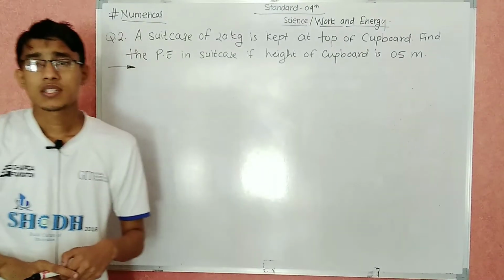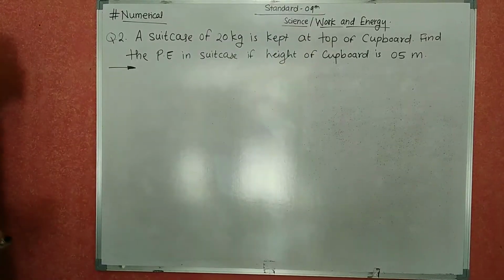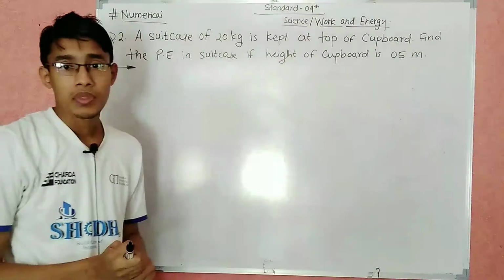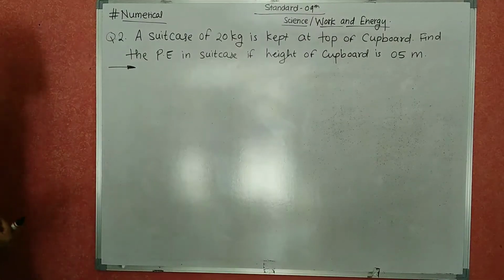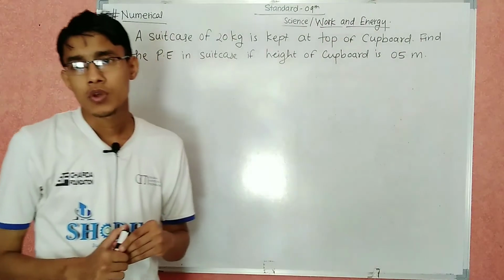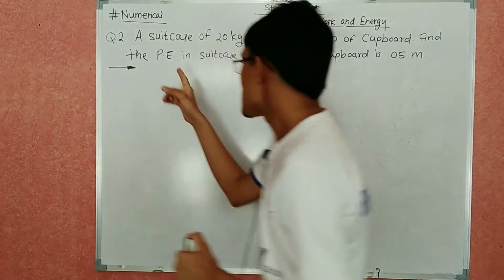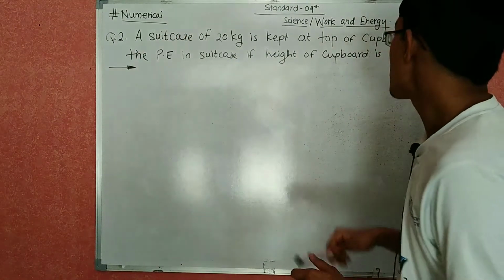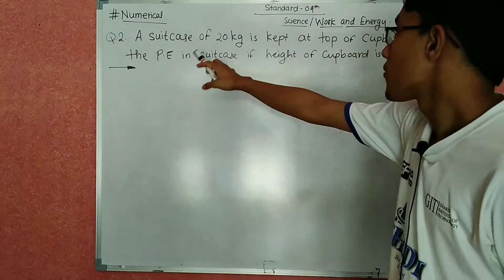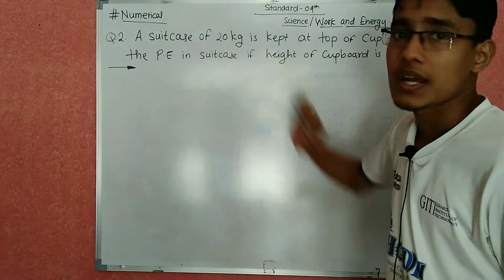Now we will see the second question. A suitcase of 20 kilogram is kept at top of cupboard. Find the potential energy in suitcase if height of cupboard is 5 meter. So there is one suitcase which is kept at the top of cupboard. The weight of the suitcase is given, that is 20 kilograms.